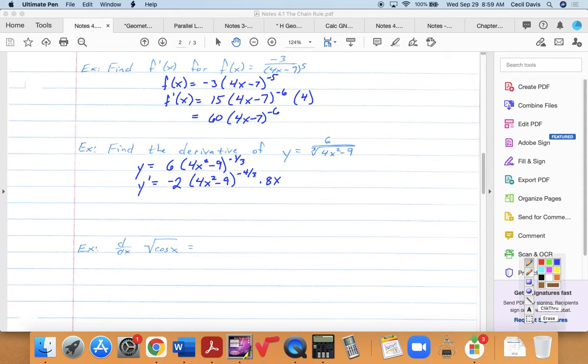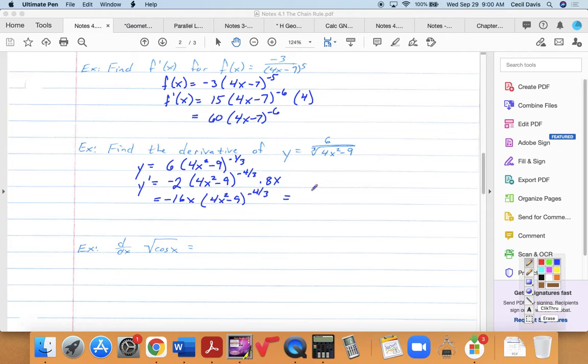And again, since it's a simple expression at the beginning and at the end, we'll usually go ahead and combine those. So make negative 16x times 4x squared minus 9 to the negative 4/3 power. Or, occasionally, if this is a multiple choice question, since it was given in radical form, it's common to put it back into radical form.